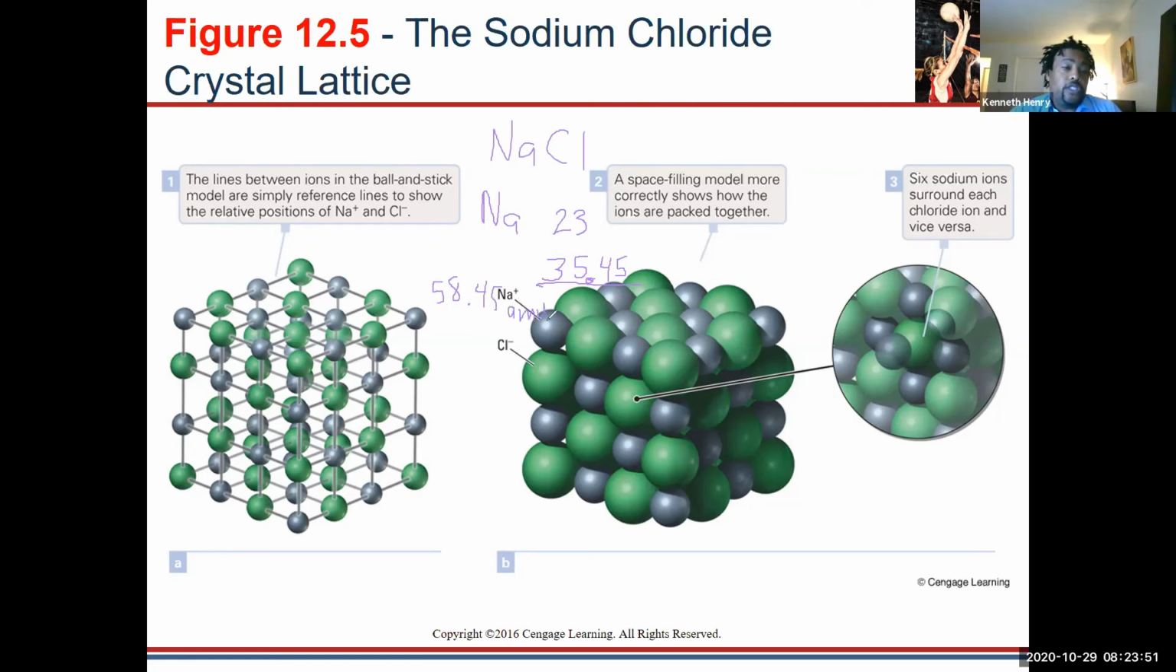Okay, so when we calculate the formula mass, we treat it just like we're going to do with the molecular mass. But you see the distinction right now. So let me show you what a covalently bonded compound looks like, right? And when we calculate its mass, we call it molecular mass.